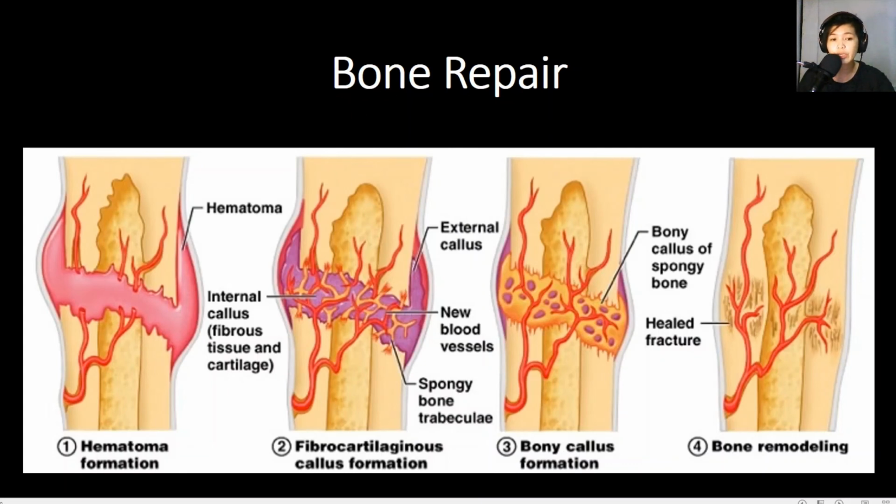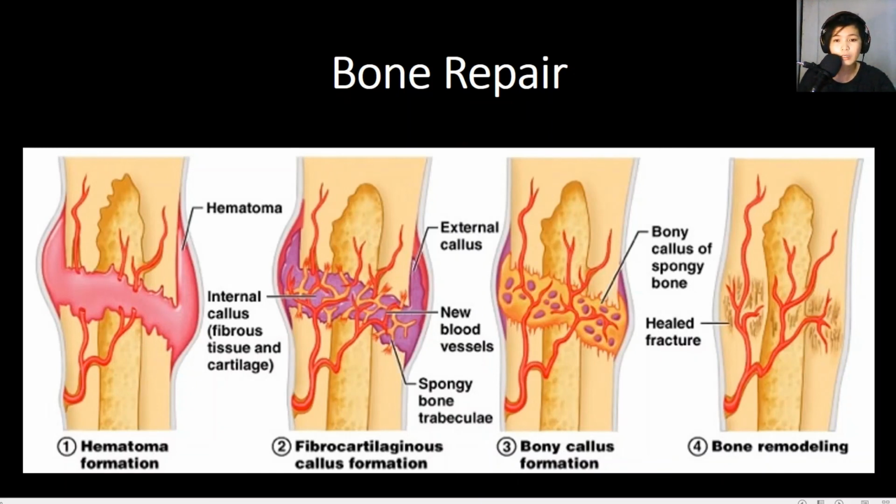So the first one is the blood vessels that are torn within the fracture release blood, which clots to produce a large fracture hematoma. Then this is gradually removed by macrophages and replaced by a soft fibrocartilage-like mass of procallus tissue that is rich in collagen and fibroblasts. If broken, the periosteum reestablishes continuity over this tissue.